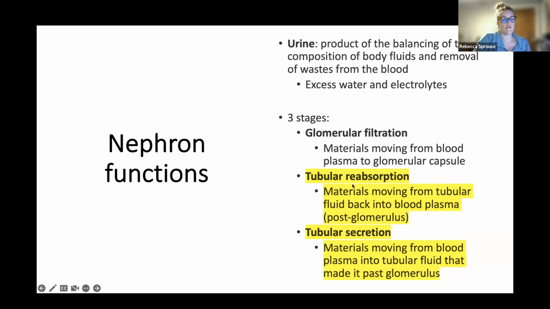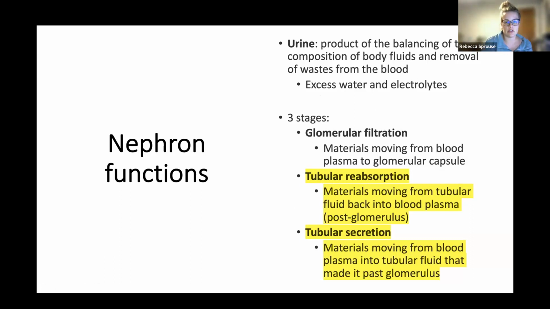Glomerular filtration is the first step. In that step in lecture 2, materials were moving from the blood plasma into that capsule. And then the contents in that capsule were moving into the proximal convoluted tubule. And that's what we're going to follow for this lecture, that tubular system. Throughout the tubules, so throughout the PCT, the descending limb, the loop, the ascending limb, and the distal convoluted tubule, we're going to have a lot of reabsorption occurring.